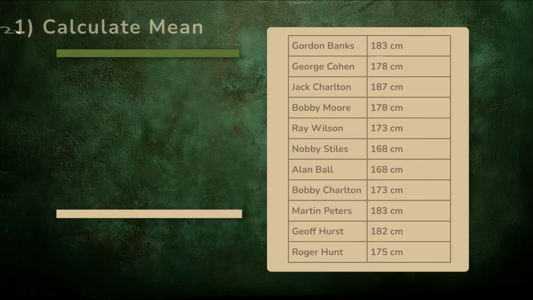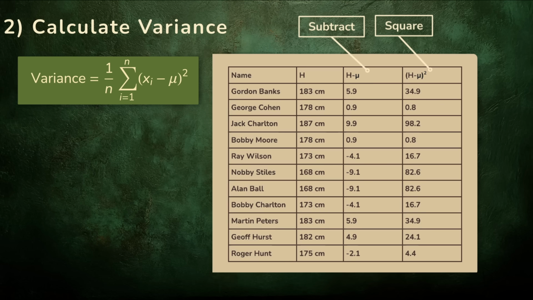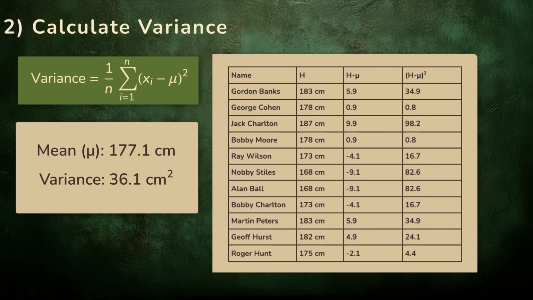Next, we calculate the variance: subtract the mean from each height, square the result, add them up, and divide by 11. This gives us 36.0826 square centimeters. We'll round this to 36.1 square centimeters. Again, pay close attention to the units. While the mean is in centimeters, the variance is in centimeters squared.